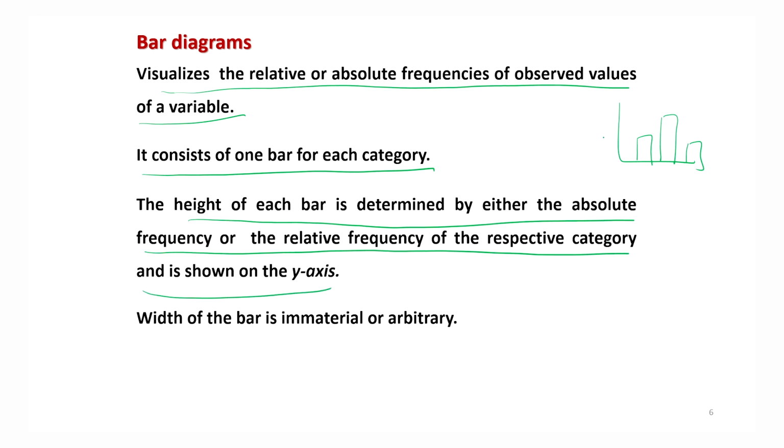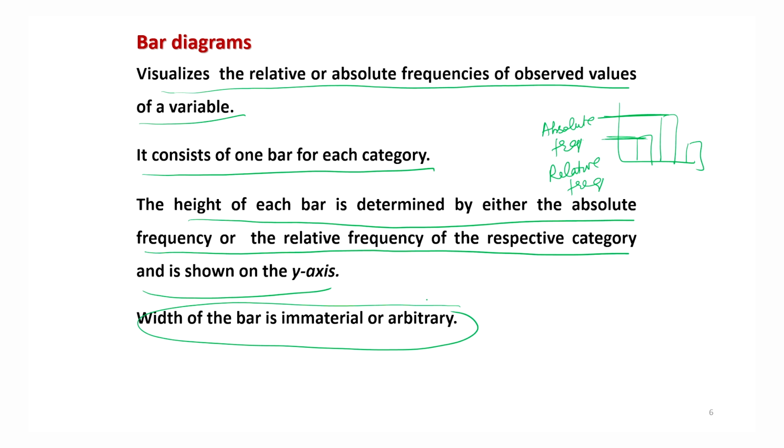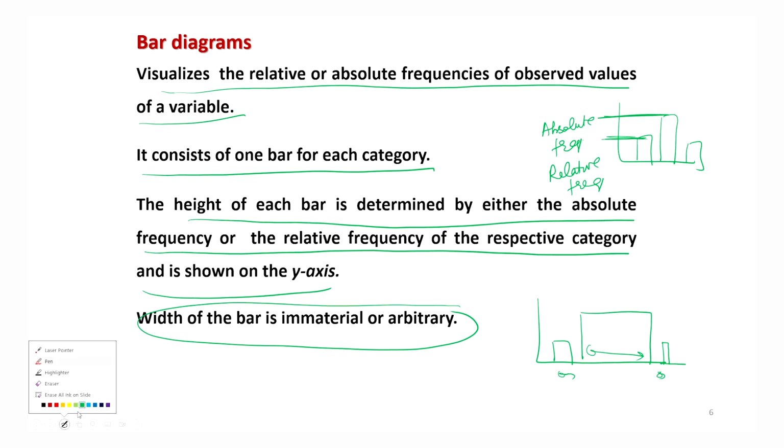For example, in this one, this is the height of the bar. So either that can be absolute frequency, or this can be relative frequency. You know that relative frequency always lies between 0 and 1. And the more important part you have to keep in mind is that the width of the bar is not important, and it can be arbitrary. For example, if you have a bar diagram of this size and say here this size, this width has no meaning. It is only the height of the bar which is making a difference.